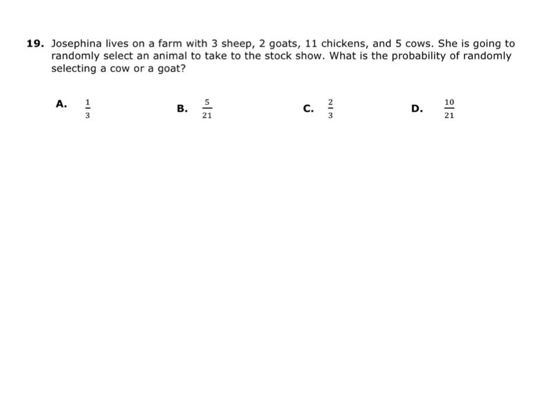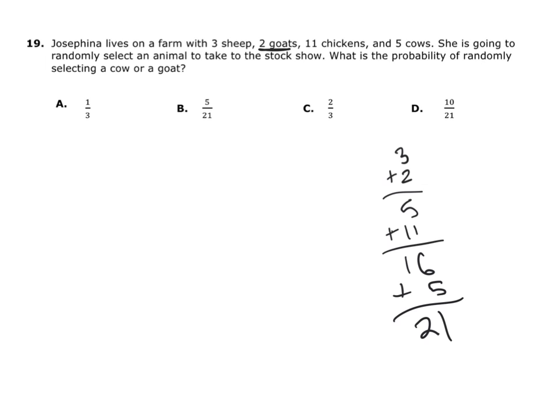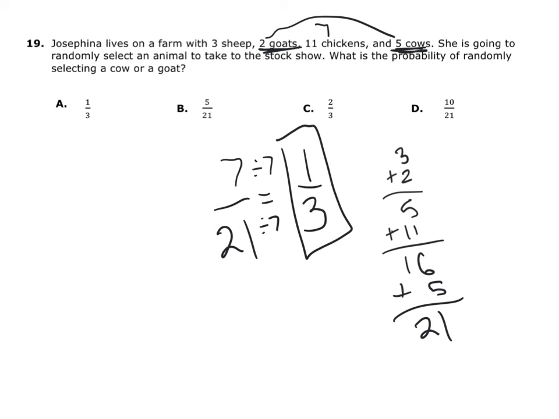19 says Josephina lives on a farm with 3 sheep, 2 goats, 11 chickens, 5 cows. So let's add that up. 3 plus 2 is 5, plus 11 is 16, plus 5 is 21. She is going to randomly select an animal to take to the stock show. What's the probability she randomly selects a cow or a goat? So goats 2, cows 5. Together that is 7 total animals. So we have the probability 7 out of 21. Now when we reduce, we can divide by 7 to get 1/3. A.